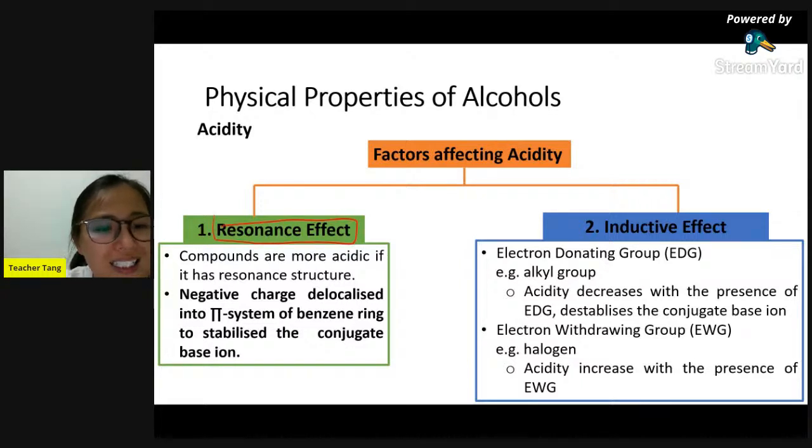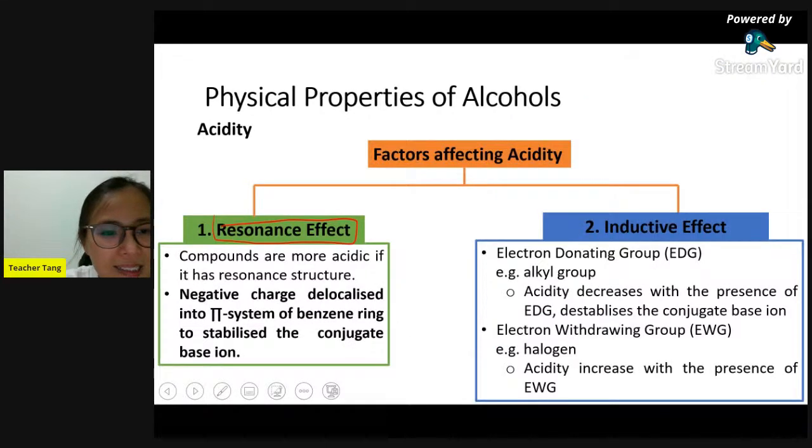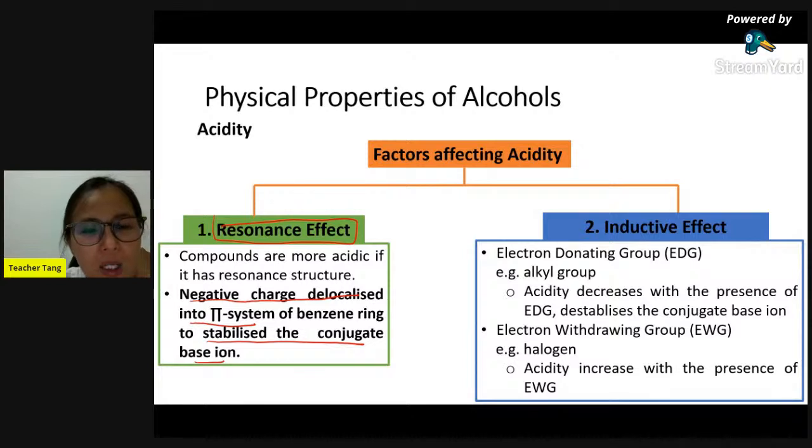Resonance effect basically refers to the negative charge on the conjugate base. If this negative charge can be delocalized into the pi system, for example a benzene ring, then the conjugate base ion will be stable. The second effect that can affect the stability of the conjugate base is called inductive effect.